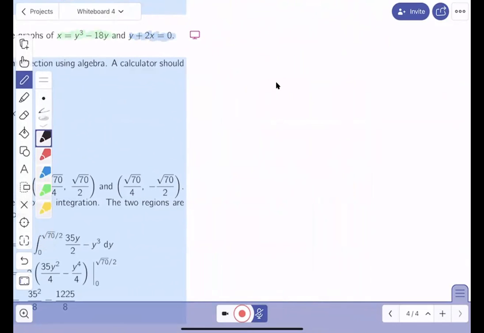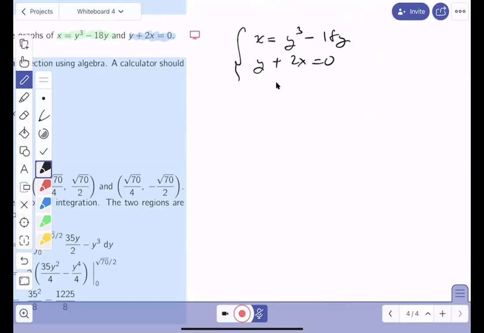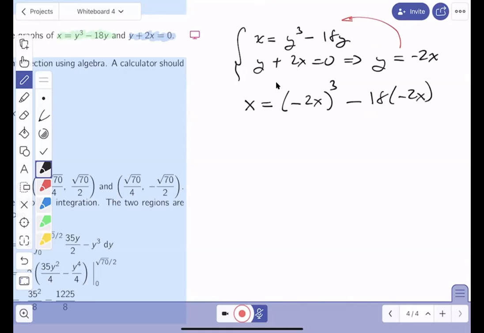I want to find a point of intersection first. So what do I get? I got, let's see, x is equal to y cubed minus 18y. And you got y plus 2x is equal to 0. Now, again, when you took 119, you did this, you solved these equations. And the way you did that, you did it by substitution. So I'm going to take this second equation and solve for y. And what is y? y would equal minus 2x. And then I'm going to take this thing here and plug it in up here and see what you end up with. What do you get? x equals, well, what's this? y is now minus 2x, right? Cubed minus 18 times minus 2x.